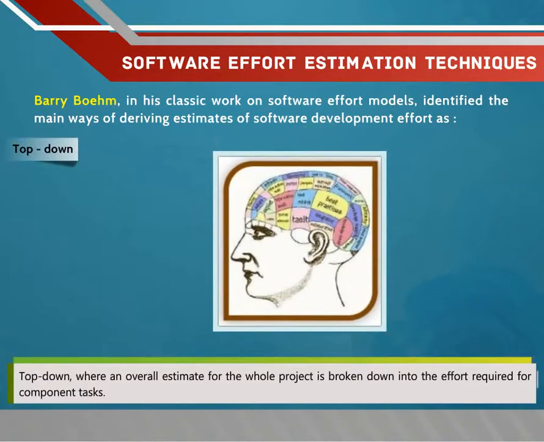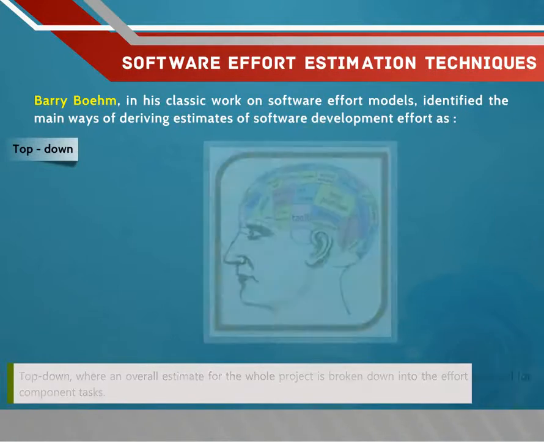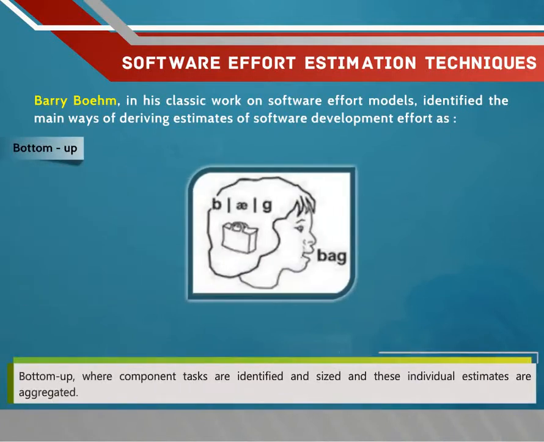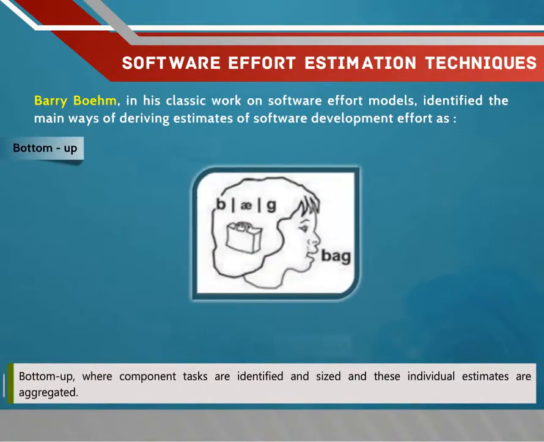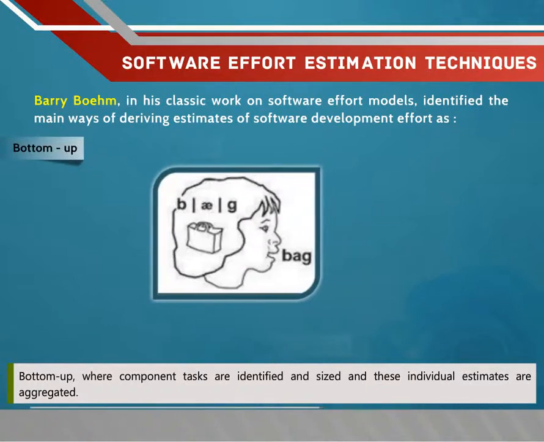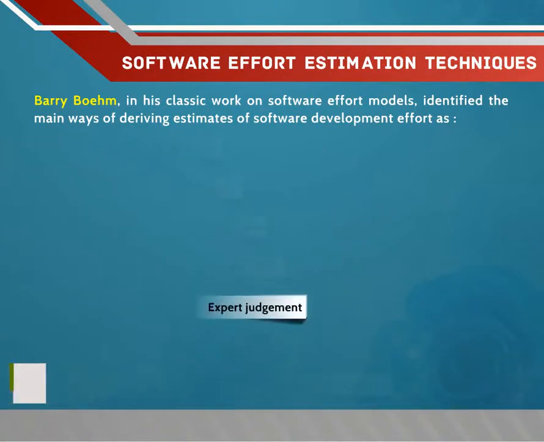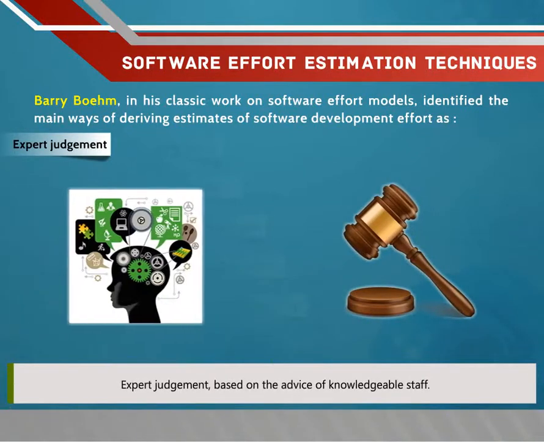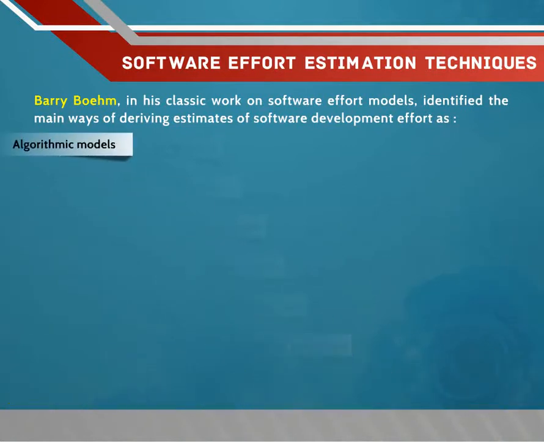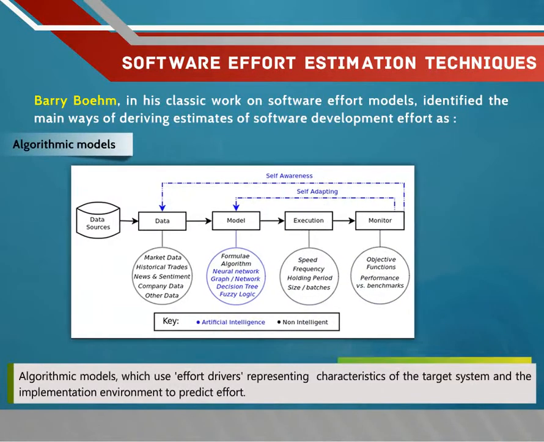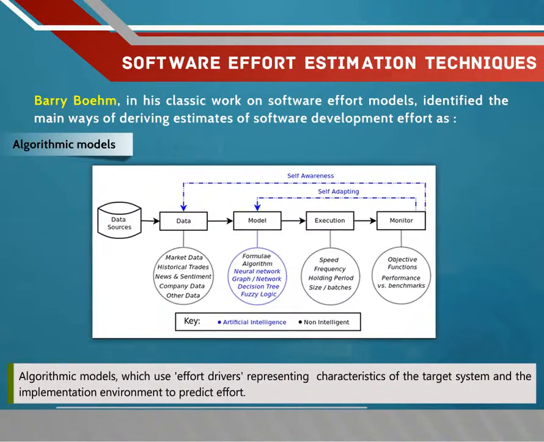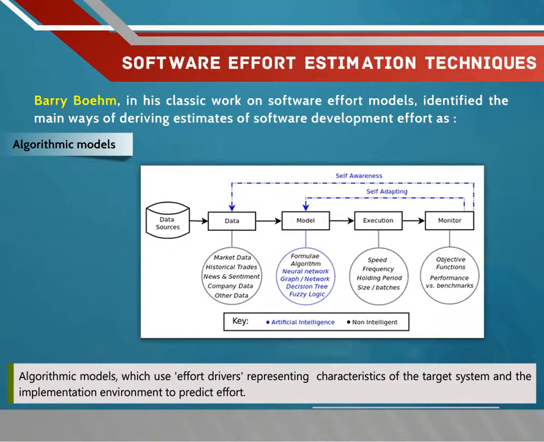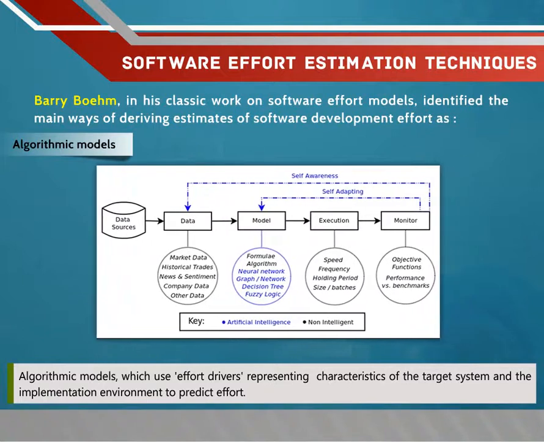Top-down, where an overall estimate for the whole project is broken down into effort required for component tasks. Bottom-up, where component tasks are identified and sized and these individual estimates are aggregated. Expert judgment, based on the advice of knowledgeable staff. Algorithmic models, which use effort drivers representing characteristics of the target system and the implementation environment to predict effort.